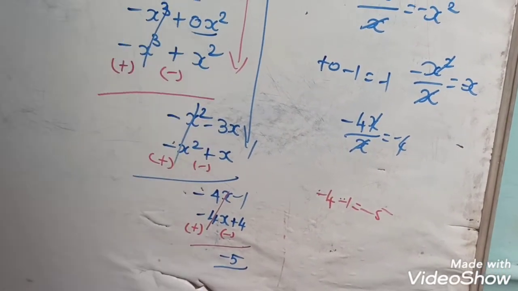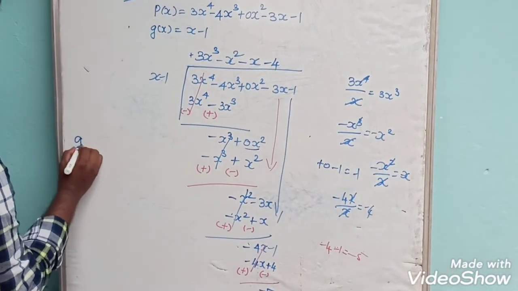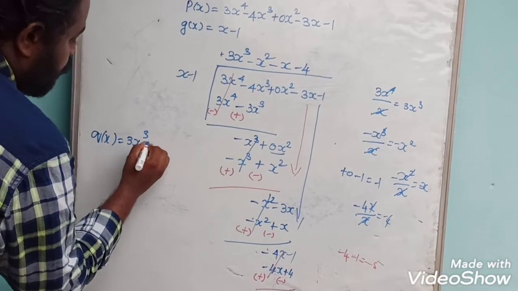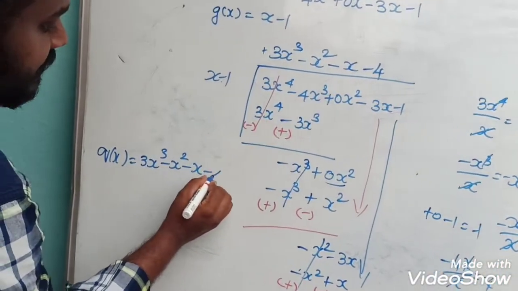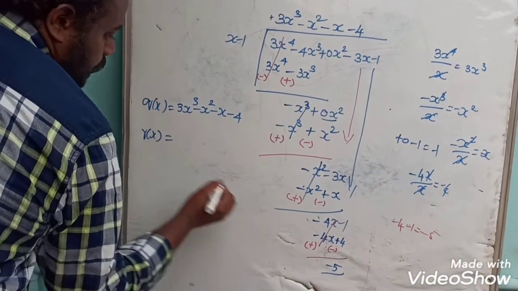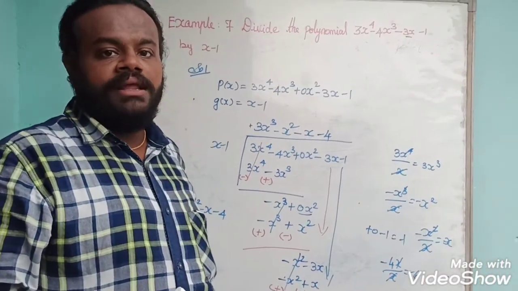So the quotient is there, the remainder is there. q of x is equal to 3x cube minus x square minus x minus 4, and then r of x equal to minus 5. Next we move on to example number 8.